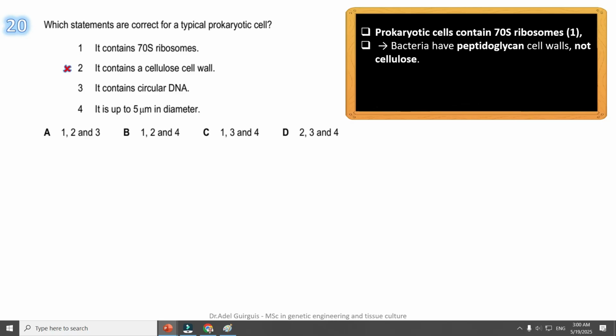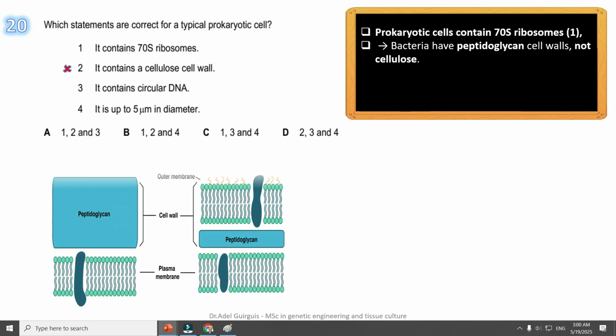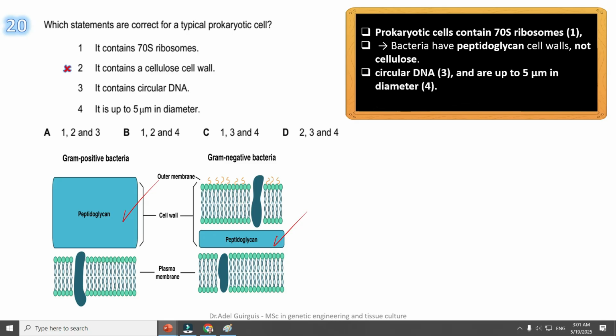Number 1. Bacteria have peptidoglycan instead of cellulose as cell wall. Look at peptidoglycan in both groups of bacteria, gram-negative bacteria and gram-positive bacteria. Peptidoglycan is found in the cell wall instead of cellulose. For circular DNA, yes, present, and cells are up to 5 micrometer in diameter. Number 4, right. So 3 is missed, 2 is missed, sorry. 2 is missed in our answers, so the answer is C.